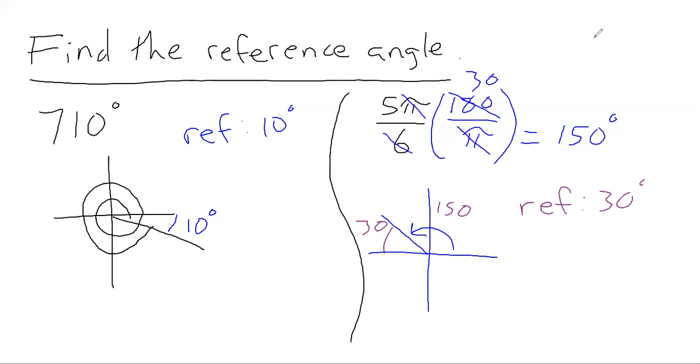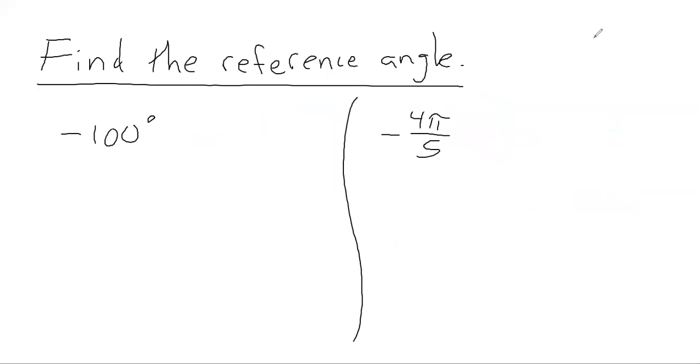So each time we found this reference, we draw the angle and then find the distance between the end of the angle and the closest x-axis. We don't want to go back to the y-axis, we always go back to the x-axis. All right, let's try 2 more.